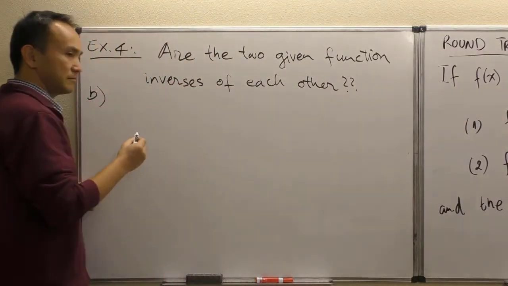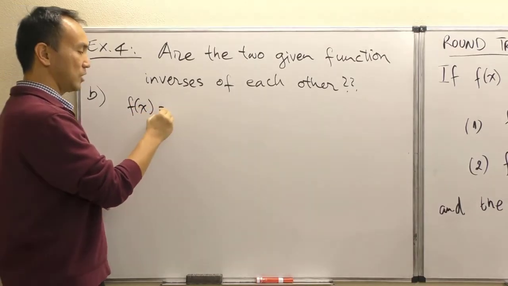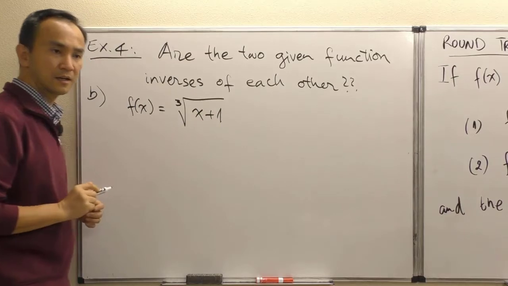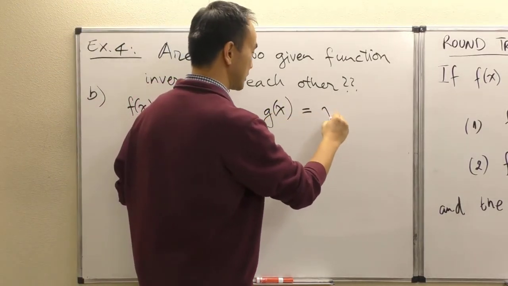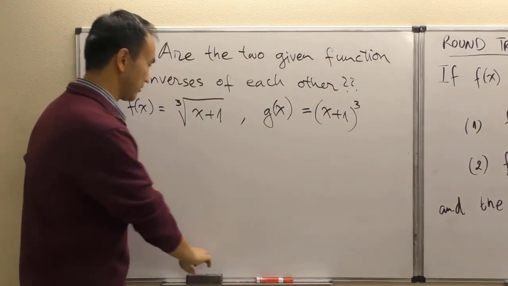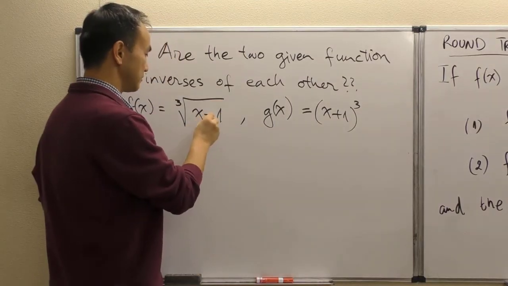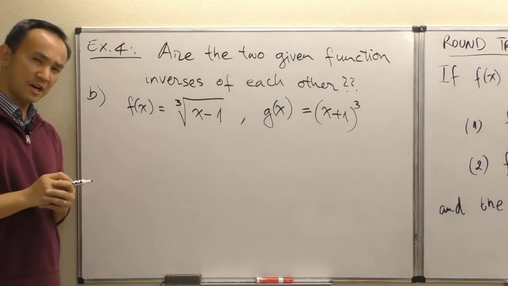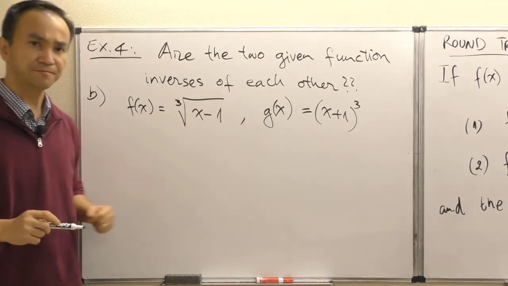All right, so how about f of x equals cube root of x plus 1. And then our g of x is given as x plus 1 all cubed. As a matter of fact, I need to correct this. This is a minus sign like that. Okay, so we want to check if these two functions are inverses of each other.